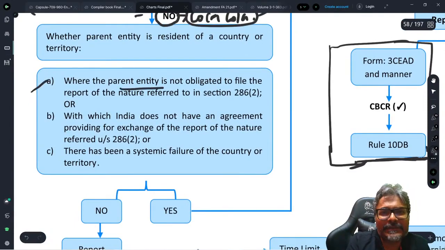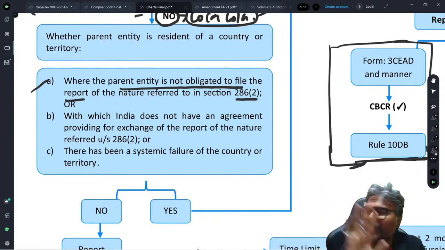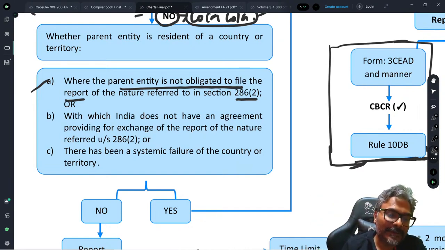Where the parent entity is not obligated to file the report of the nature of 286-2, meaning in the US, Coca-Cola USA is not required to file the CBCR. So if they are not required to file the CBCR, then Coca-Cola India Private Limited, you be ready to file the CBCR of all the 100 countries with the Indian Tax Authority. You be ready now to file the CBCR for all the 100 plus countries before the Indian Tax Authority. That is point number A.